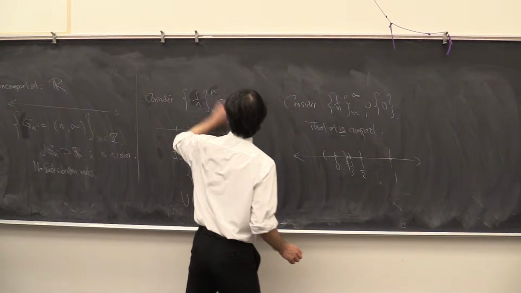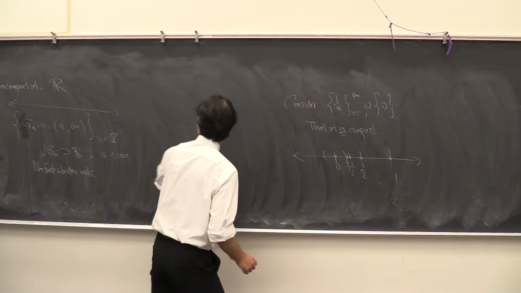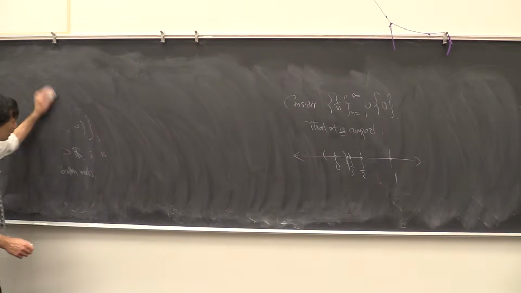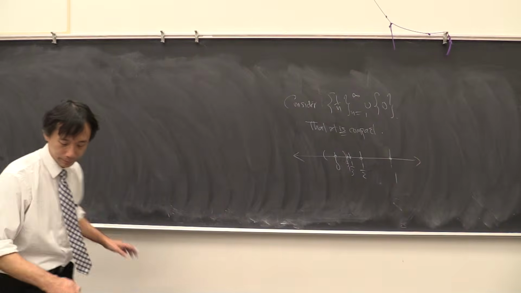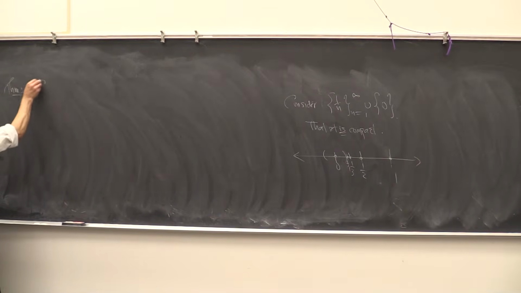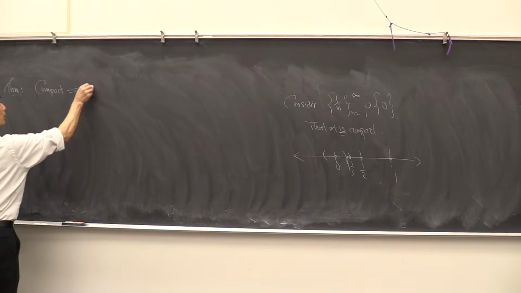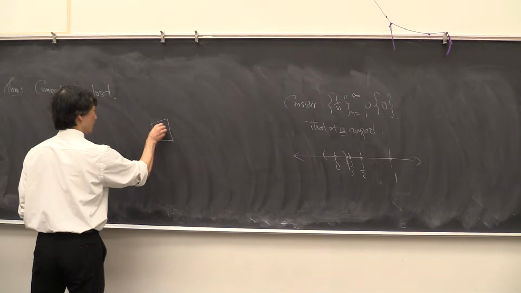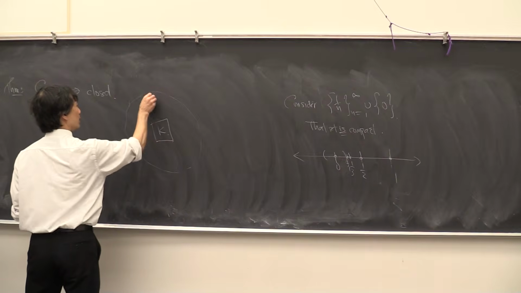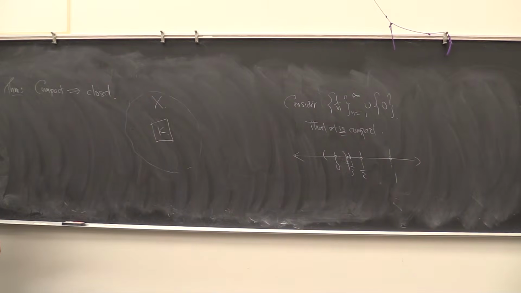Okay. Let's do a couple of properties, and then I'll fix some of the details later. Property 1: compact implies closed. Here's the picture. Here's your compact set, K, and here's your ambient space, the metric space. You want to show that K is closed. So what we're going to do is show equivalently that K complement is open.